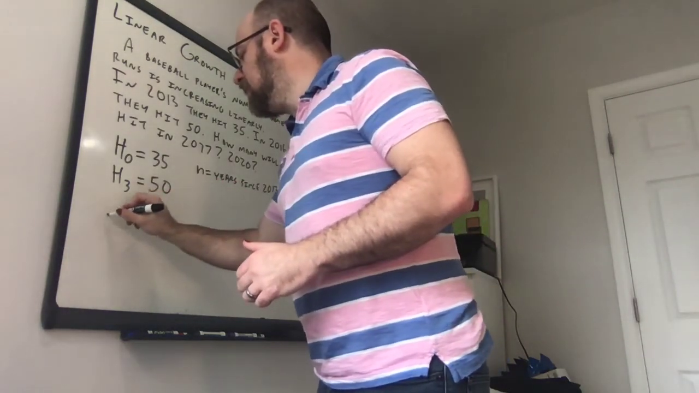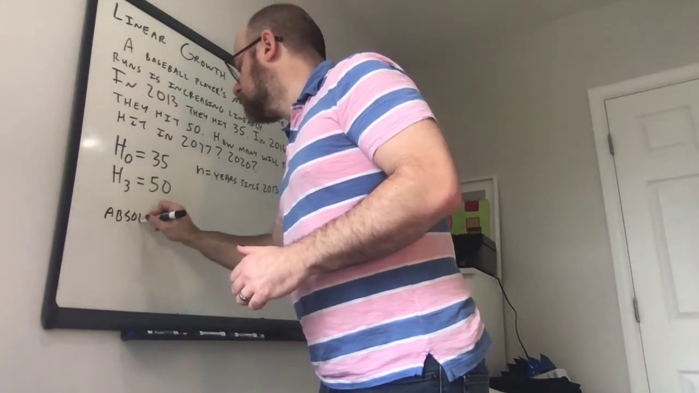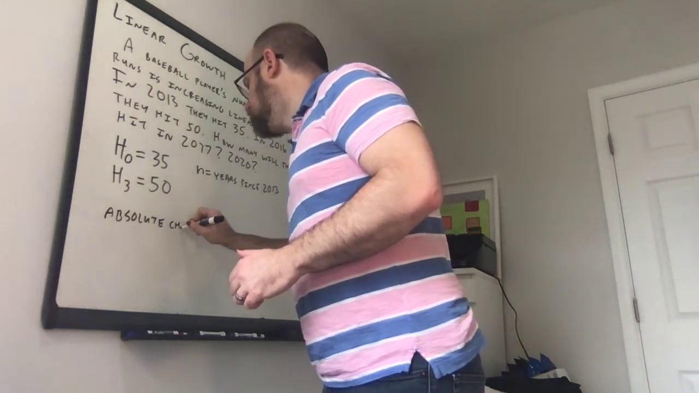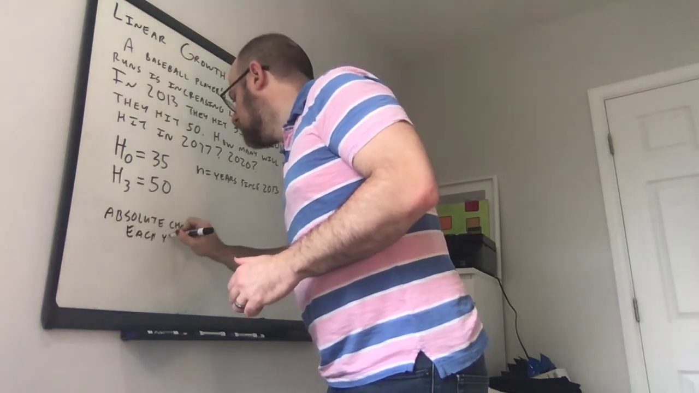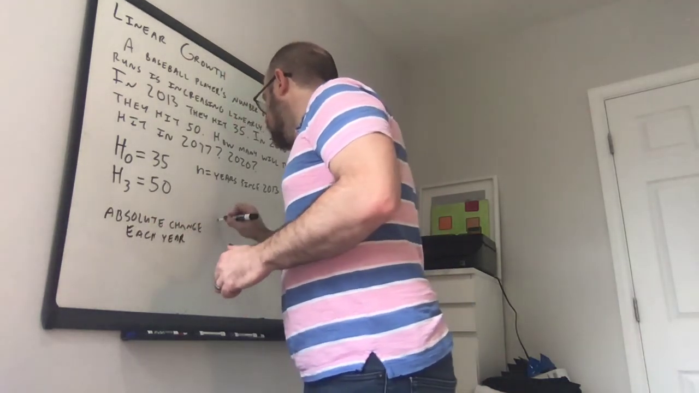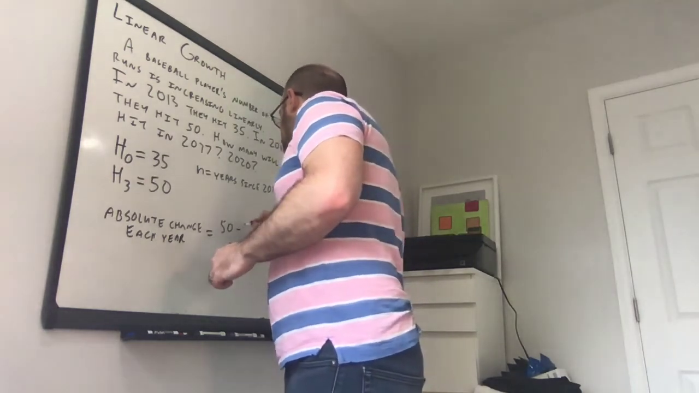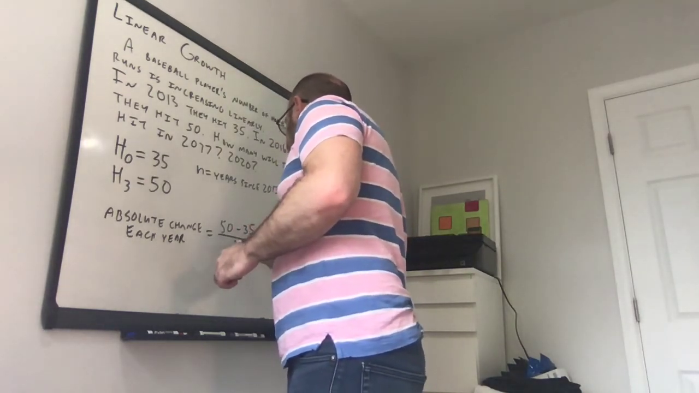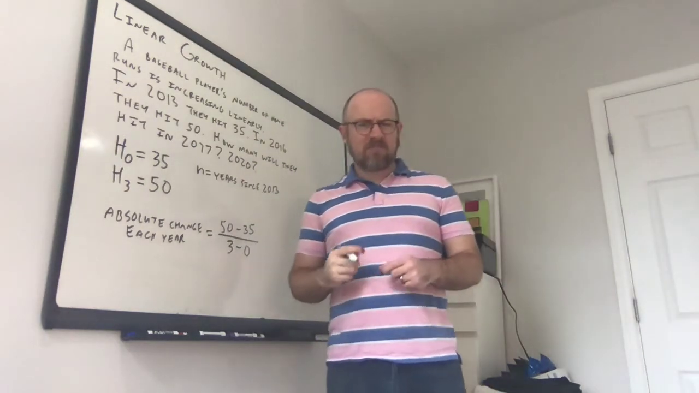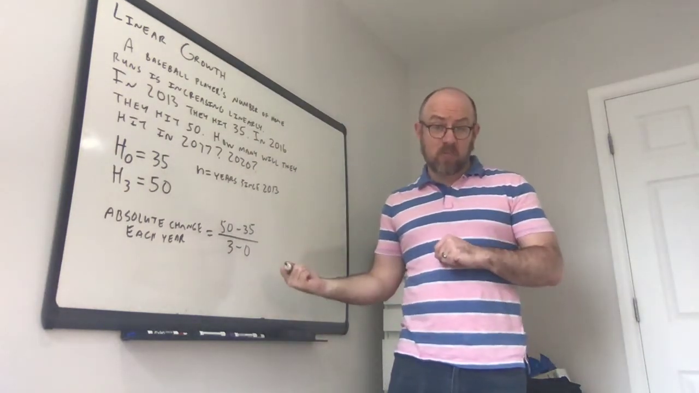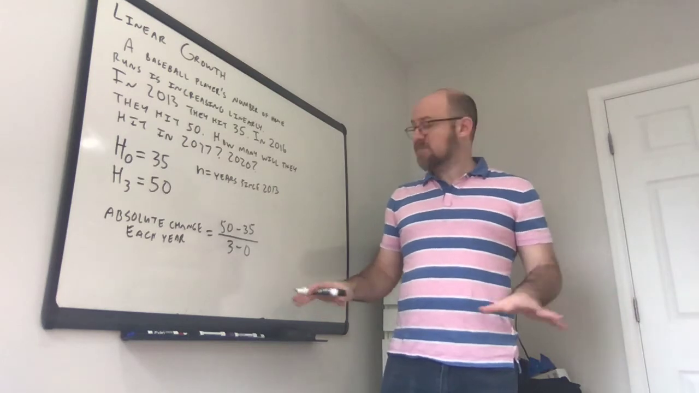So the absolute change each year is going to be 50 minus 35 divided by 3 minus 0. Okay, and so for those of you who've seen maybe some other things, this is also called the slope. Same number, represents the same thing.